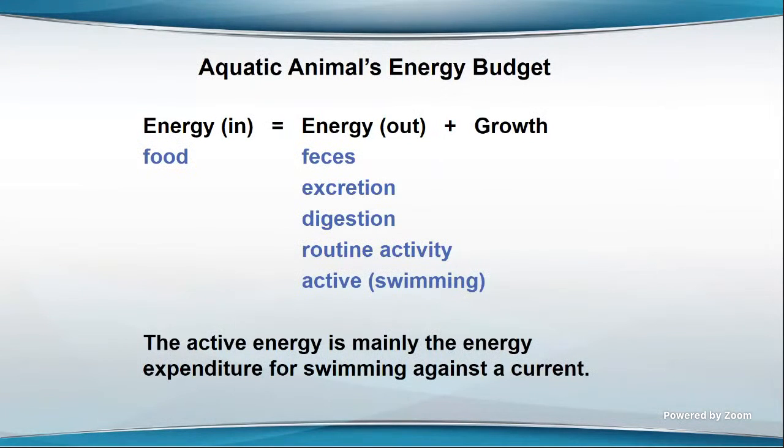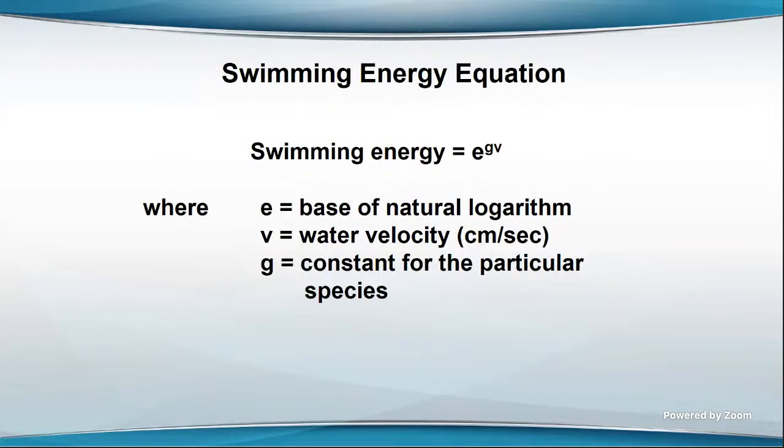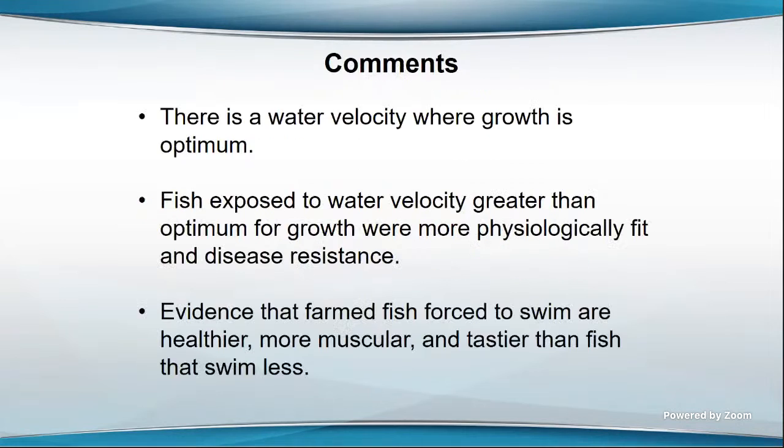Another thing I want to point out is the aquatic animal's energy budget. If you feed them, you get energy in the food, and you get energy out in feces, excretion, digestion, routine activity, and swimming, and then you have some growth. The active energy is mainly the energy expenditure for swimming against the current. That's a general equation you can use to calculate the amount of energy for swimming, and you see it's related to the velocity of the water. The greater the water velocity, the more energy the animal has to use to maintain its position in the current.